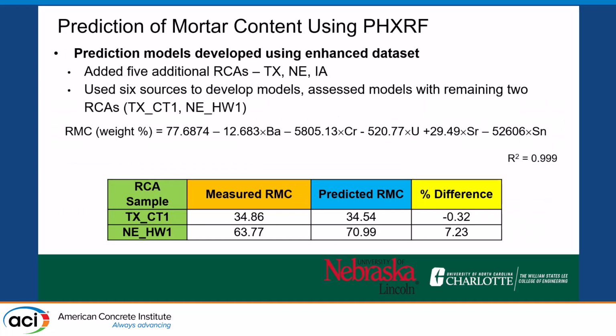We then actually expanded our models. We added the other 5 additional recycled aggregates from Texas, Nebraska, and Iowa. Of those extra aggregates, we put some of them in to train our models, and we kept 2 out to basically assess the models. And once we did our improved models, we came up with essentially a second equation that worked for our set. Really high R-squared value and pretty close for both a Texas aggregate and a Nebraska aggregate on that mortar content. So we kind of showed ourselves that we could do this.